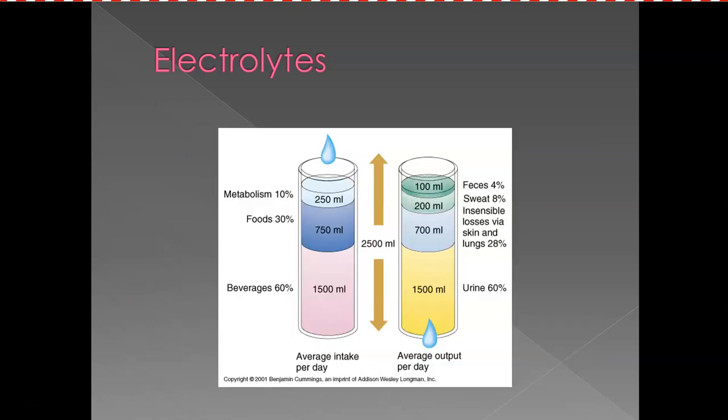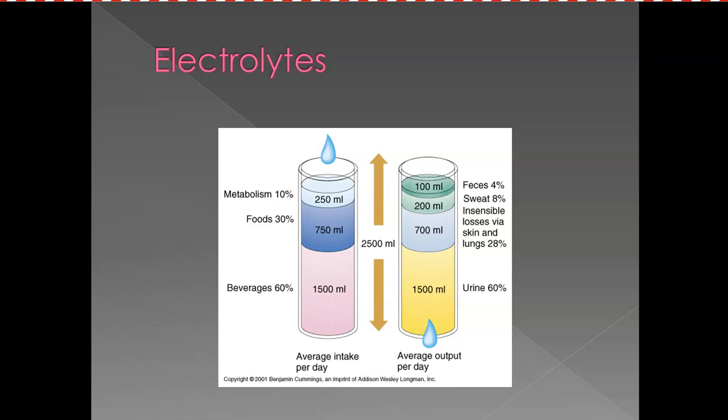When we look here in this slide, we'll see that our intake of electrolytes, we need about 250 mils to meet metabolic rates. 30% of electrolytes come from food and 60% come from beverages that we intake every day. Now, we are constantly outputting electrolytes via things such as bowel movements when we go to the bathroom, when we sweat, and insensible losses via skin and lungs. So even when we're just sitting there, and when we are breathing out, we actually lose electrolytes via the moisturized air that leaves the body. And then the vast majority of electrolytes we lose is when we urinate.